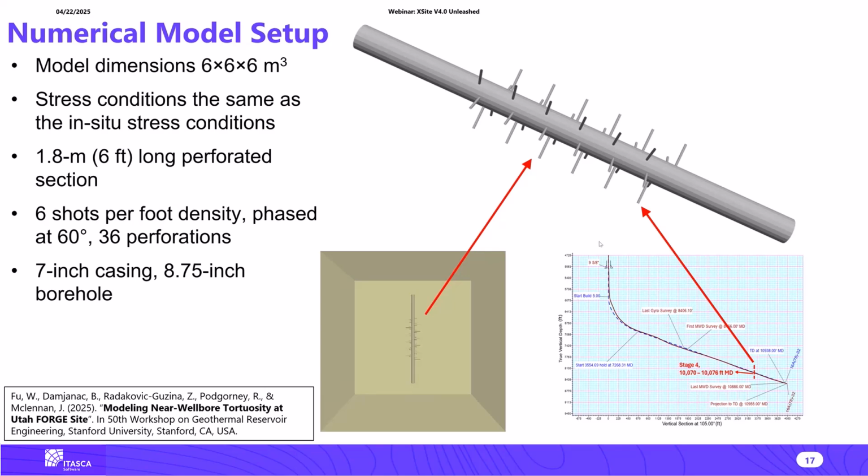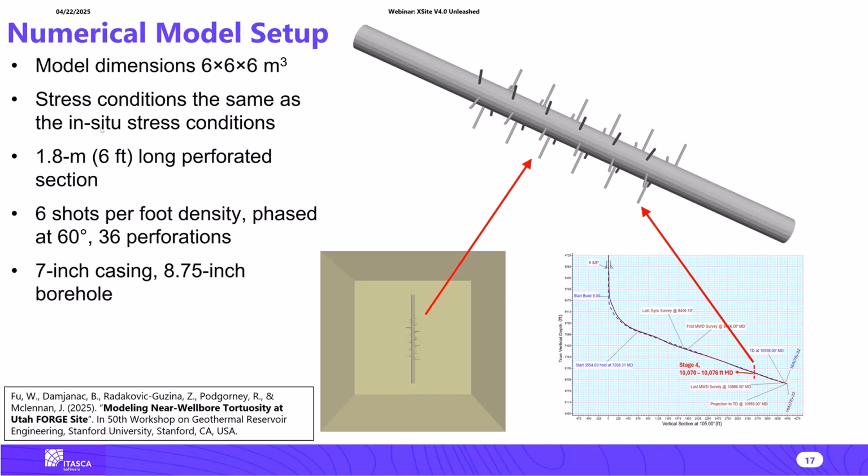In this particular case, in this plot in the bottom right corner is shown the well trajectory. So this is the injection well 16A. As you can see, it is a highly deviated well, 65 degrees from vertical, and the particular stage or cluster which is simulated in this case is stage 4 out of 10 that have been completed so far. So the model is basically a cube 6 meters in length.